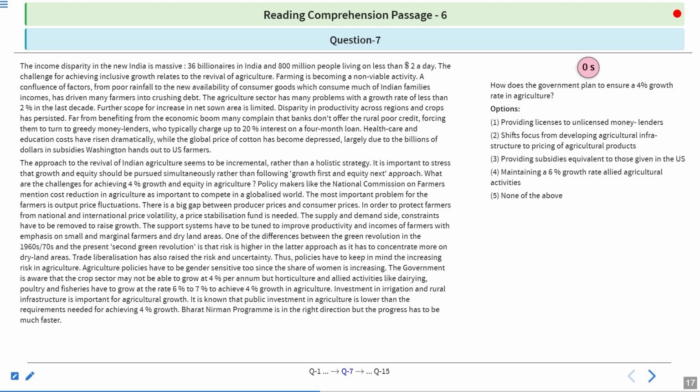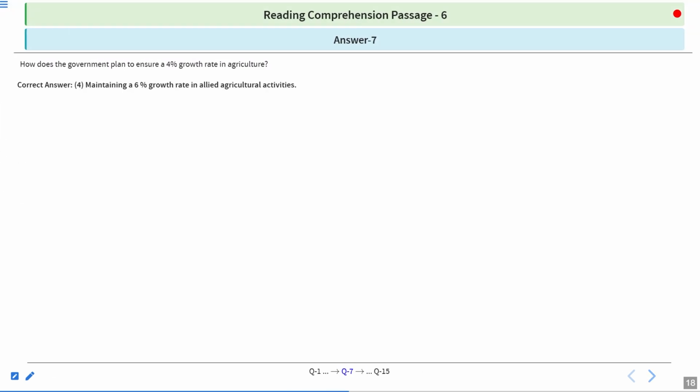I hope you have chosen the right one. Let's move to the correct answer. The correct answer is 4. Maintaining a 6% growth rate in allied agriculture activities.